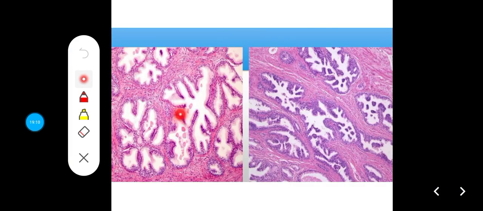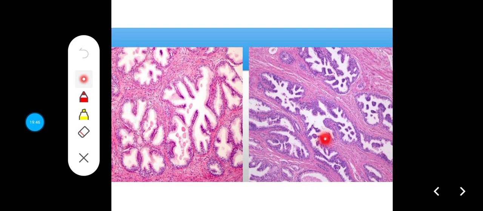Look at this too. You can appreciate the serrated margins of the glandular part. And then you can see some eosinophilic material within the lumen of the glandular part. This represents the amyloid bodies. Then you can also appreciate the abundant fibromuscular stroma. Very abundant. And then the way the glandular part appears serrated. So this is specific for the prostate.